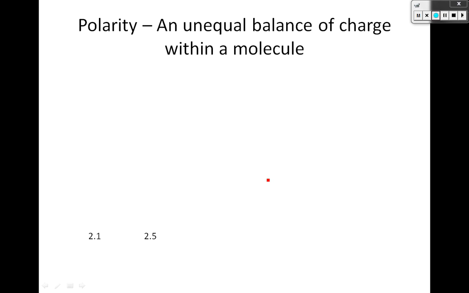So let's look at polarity, which is an unequal balance of charge within a molecule. And ignore these numbers at the bottom of the screen here. That's my screw up with the animation. We'll need them in a few minutes, but just kind of ignore them for now.